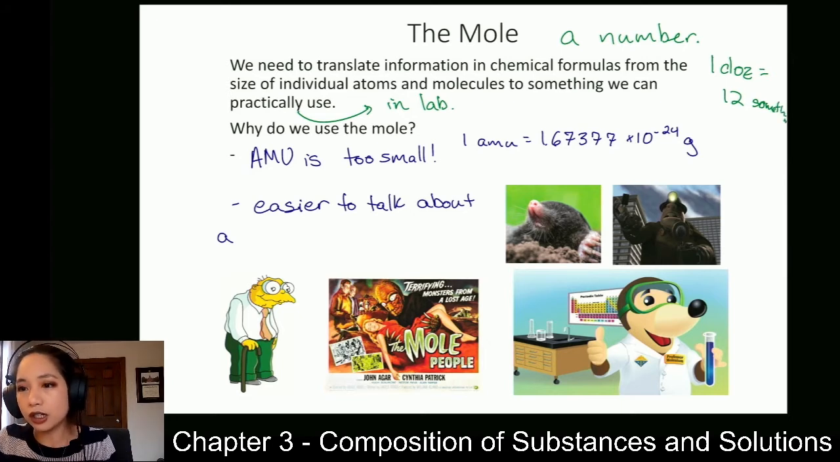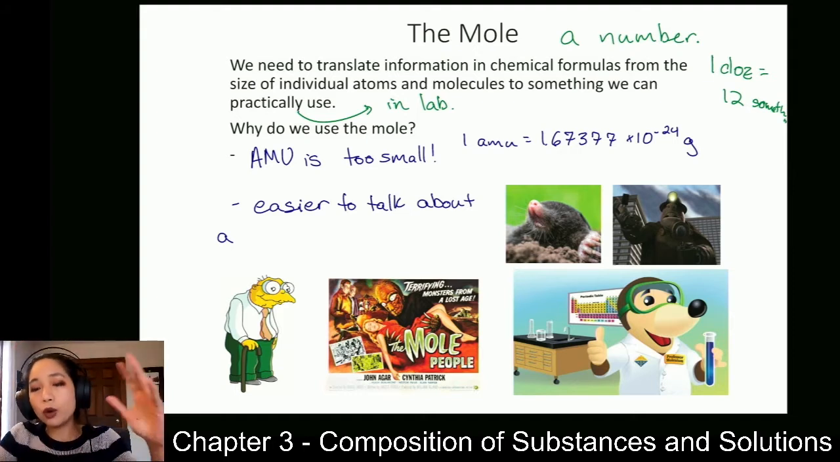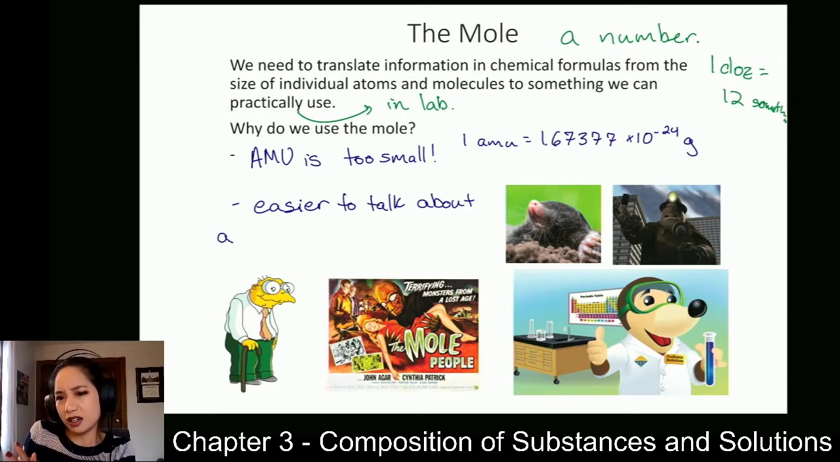A mole is just a number. So the reason we use a mole, and we essentially scale up our atoms to a more realistic number that we can actually weigh, is because the AMU is too small, and we've already said that AMU is very, very tiny. I don't have a grasp of how much that weighs. Like if I have a sample of something, I can't be like, yeah, that's like 5 AMU or something. No, I don't know. So that's why we use a mole.